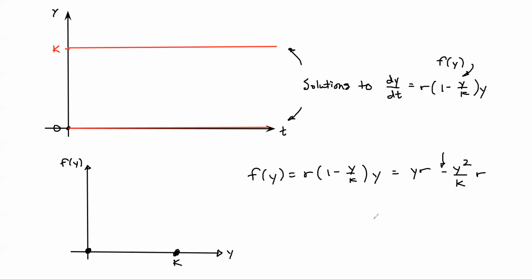It tells us that if we were to graph this, since this is a second degree polynomial with a negative coefficient, it's going to open downward, right? And so the picture looks like that. So we've got 0, we've got k, and we've got this opening downward, right?